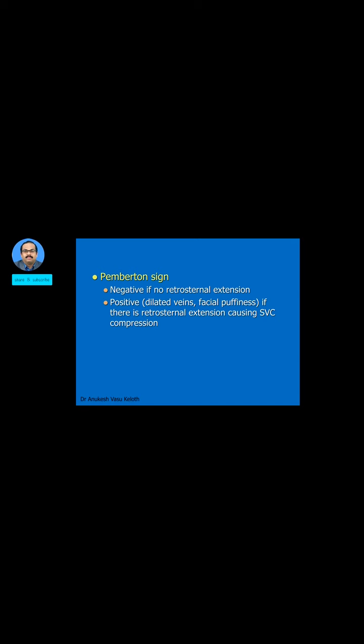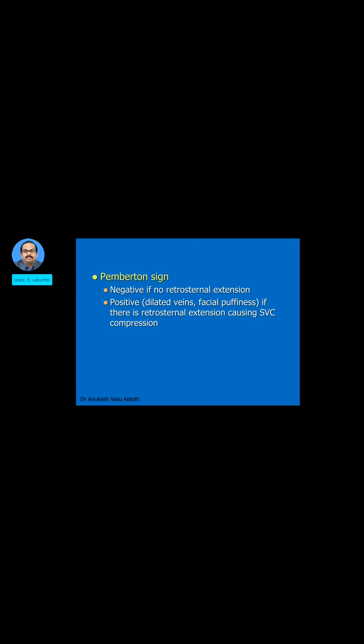If it's negative, it means that there is no retrosternal extension. If it is positive, that means when you elevate your upper limbs in such a way that the arms touch your ears and you wait for up to 6 to 8 minutes, the thoracic inlet space becomes narrow, and if at all there was a retrosternal goiter or a retrosternal extension, at that point, if it is narrow enough, it may press on the superior vena cava and result in superior vena cava obstruction. And that will result in facial puffiness, periorbital puffiness, dilated veins and facial flushing.